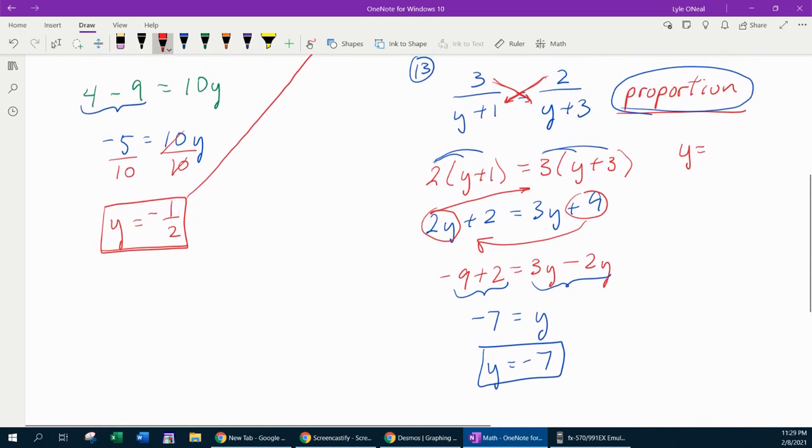So what are my restrictions this time? For number 13, I can see this denominator has a y plus 1. So y cannot be negative 1, right? Negative 1 plus 1 would make 0. The denominator can't be 0. And for the second denominator, y cannot be negative 3. Because negative 3 plus 3 would make 0, and the denominator cannot be 0. And now if we check, our solution does not violate the restrictions. That means it doesn't equal one of the restrictions. And therefore, negative 7 is a valid solution.